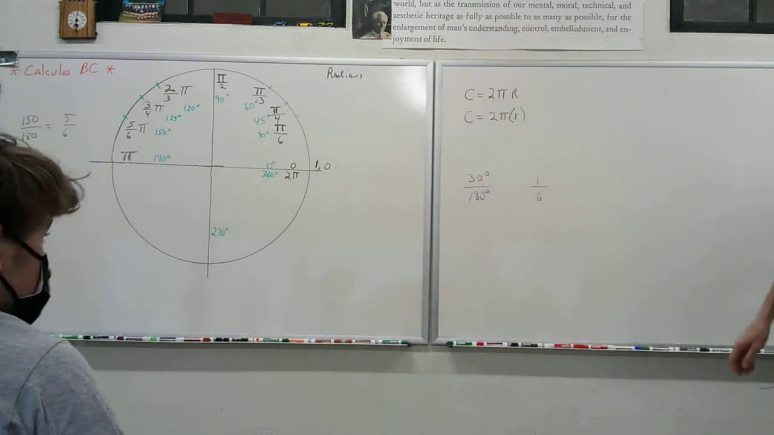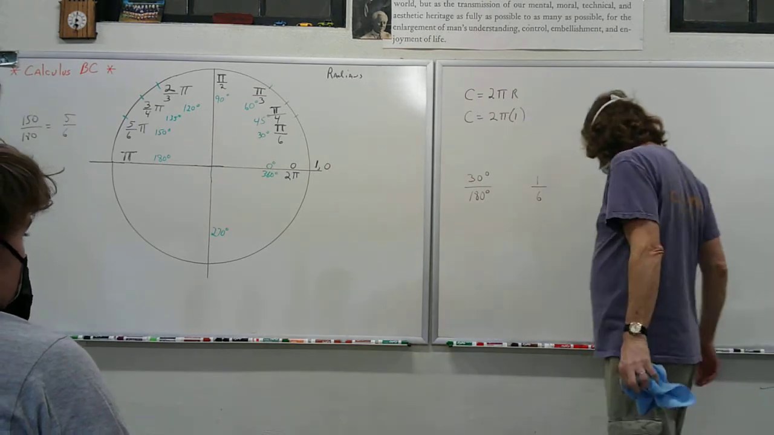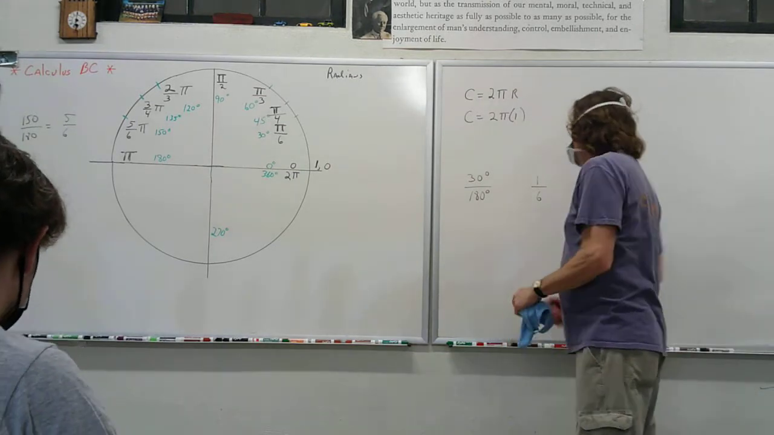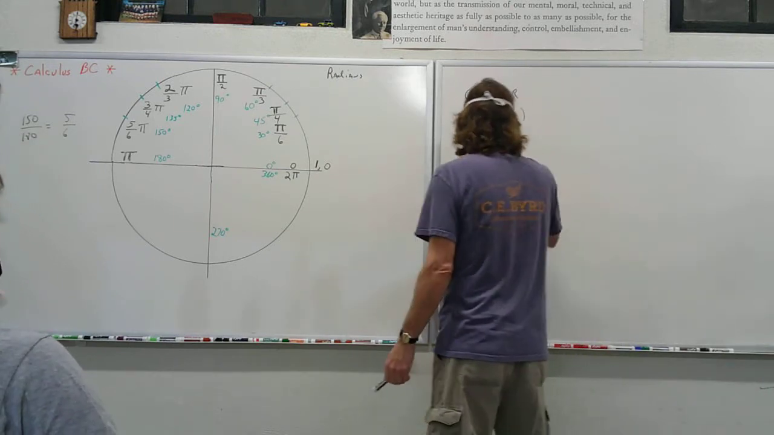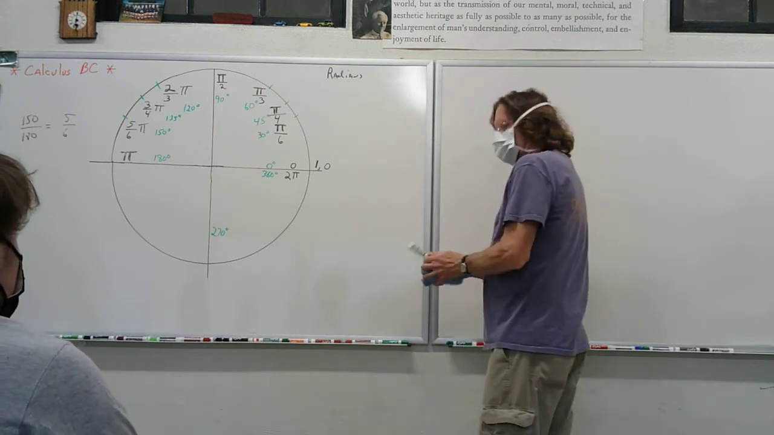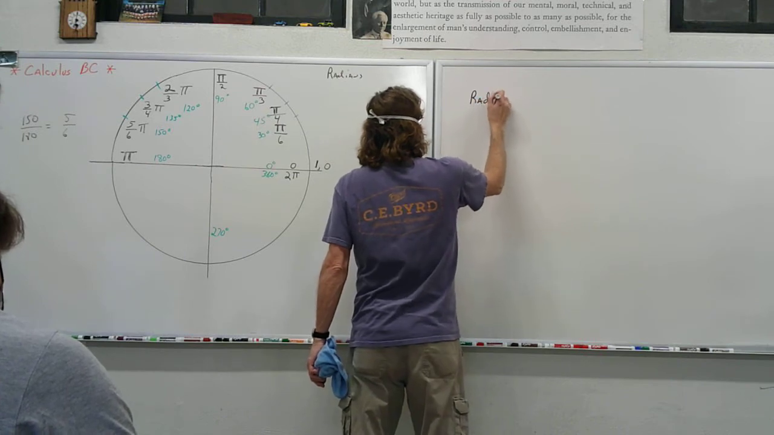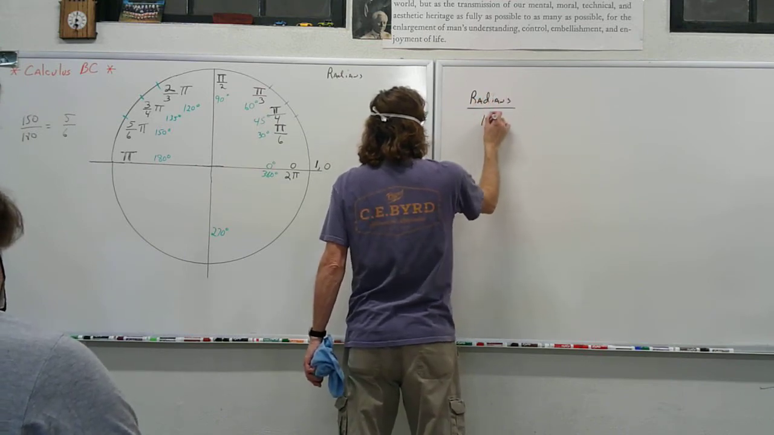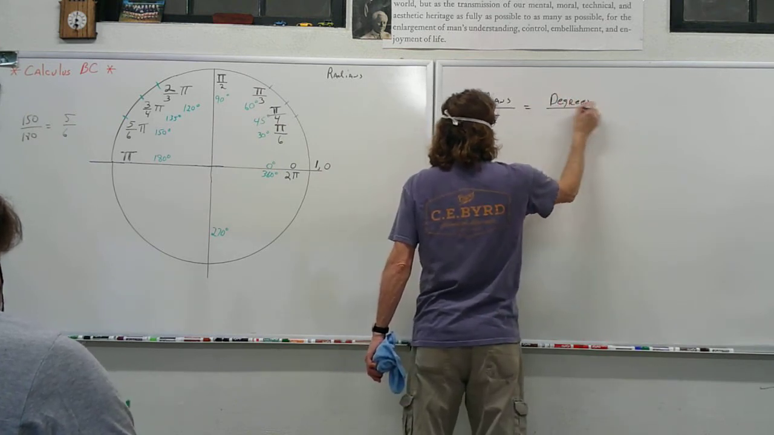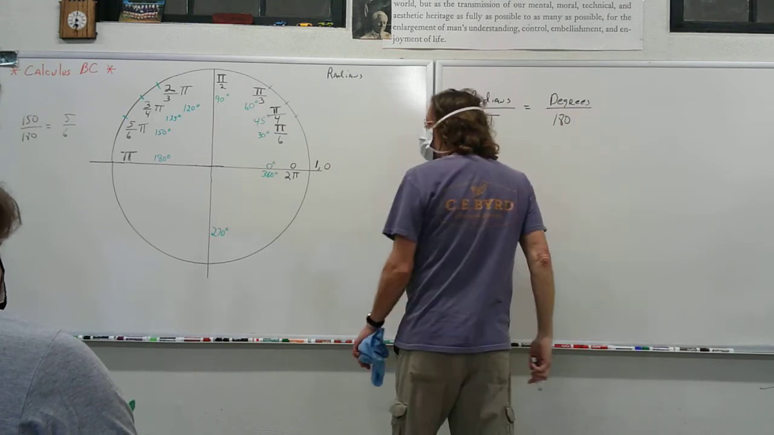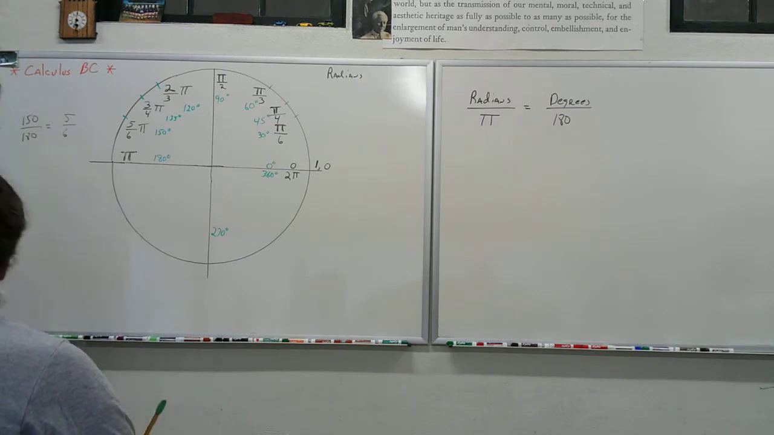Matter of fact, on the back of your unit circle, you're going to write a formula. Now, today, I don't know where you're going to put it, but when you get your really good unit circle, you're going to write this formula on the back. Radians over pi is equal to degrees over 180. The whole catch is, got it?